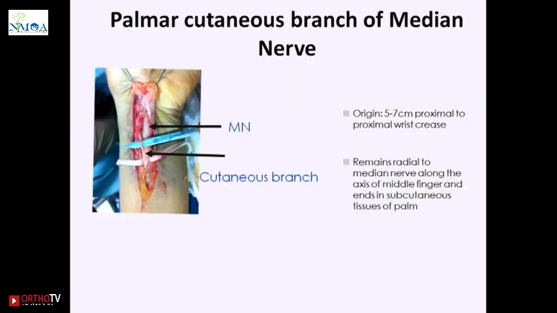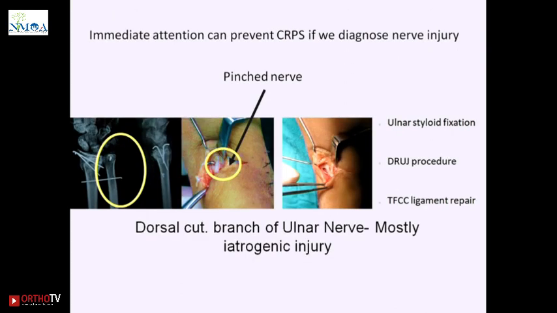The second is the palmar cutaneous nerve of the median nerve, which is at risk whenever we do volar surgeries. Its origin is around 5 to 7 centimeters proximal to the proximal wrist crease. Here you can see the arrow, the lower arrow shows the palmar cutaneous branch of the median nerve. And the third superficial nerve is the dorsal cutaneous branch of the ulnar nerve.